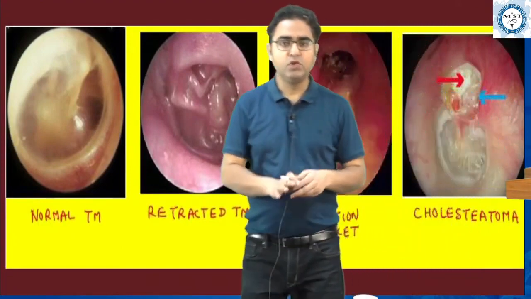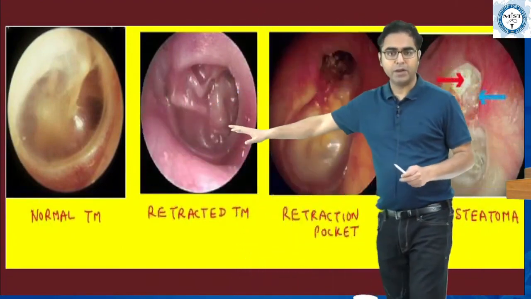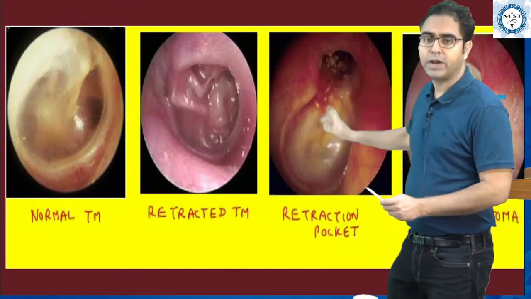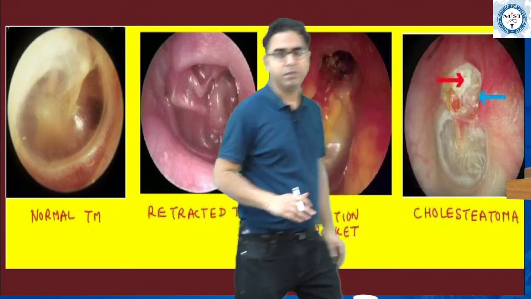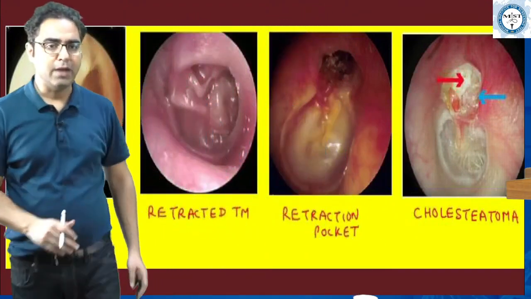Normal tympanic membrane, eustachian tube got blocked, retracted tympanic membrane. Too much of retraction makes the retraction pocket. The retraction pocket ruptured and the skin started growing in the middle ear, and this is called cholesteatoma, beta. Can you see this, beta? Everybody is clear?